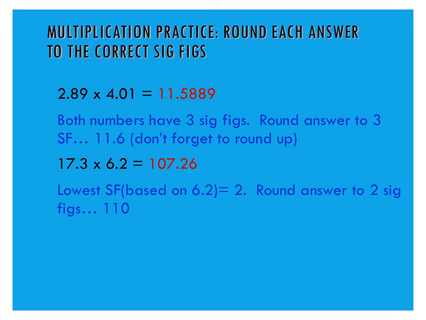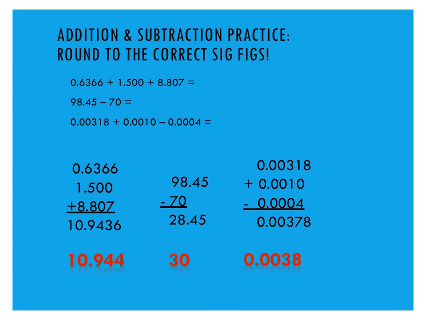Here's another one with different sig figs, 3 and 2. You get 107.26. You're only allowed to keep 2. You do have to be careful here. You'd have to round it to 110. Another couple of examples in here, so just go ahead and look through these.